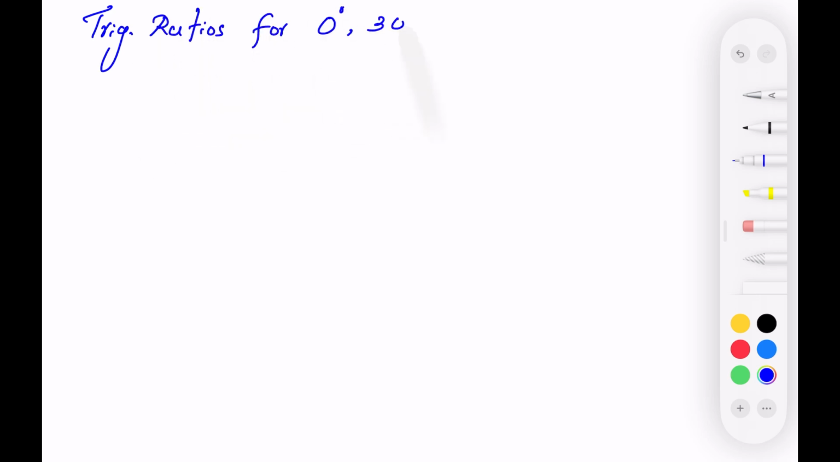This video discusses how to obtain the trig ratios for 0 degrees, 30 degrees, 45 degrees, 60 degrees, and 90 degrees. Also, please do not forget the radian values of these popular angles.